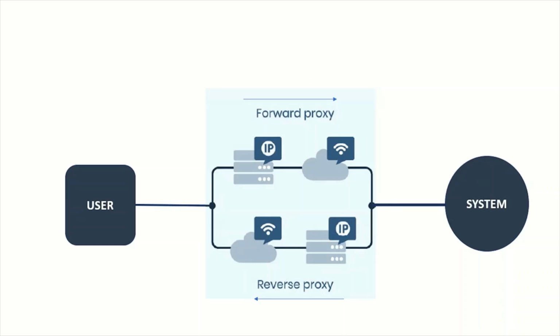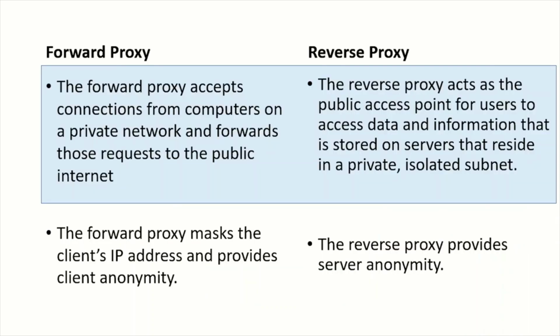In this video we are going to look at the difference between forward proxy and reverse proxy. The forward proxy accepts connections from computers on a private network and forwards those requests to the public internet. So if you have a collection of networks in a private network and you want to access the public internet, then it has to go through a single point of entry, and that is the forward proxy.